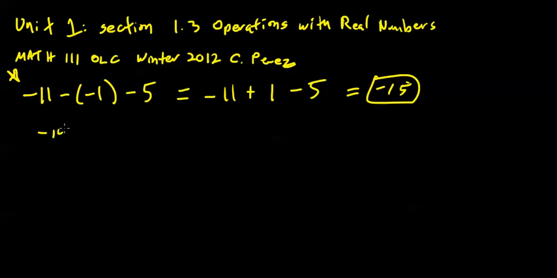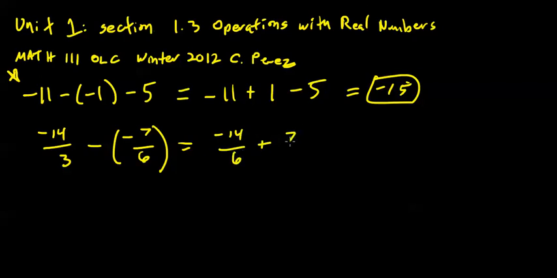How about something like this? Minus 14 thirds minus minus 7 sixths. Here we're asked to subtract one negative fraction from another negative fraction. Well, somewhat similar in that when we subtract a negative, it becomes positive. Negative of a negative is positive.